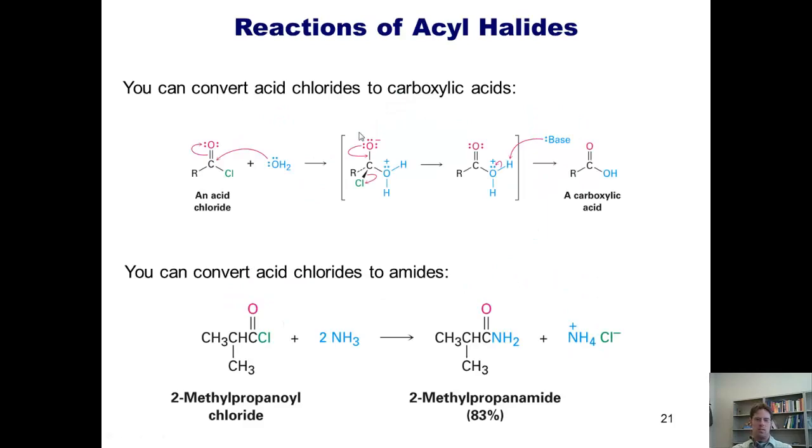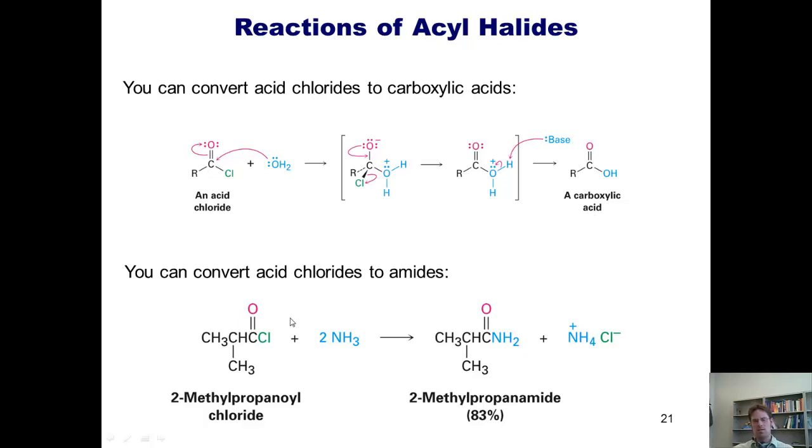Another reaction that we can imagine is displacing this chloride with an OH. That can be done under neutral conditions by treating the acid chloride with water. The electrons on the water come in, electrons go up, then the electrons come down and kick off the chloride, giving me this intermediate, and then a base, which could be the chloride or it could be solvent, comes and deprotonates this to give me my carboxylic acid product.